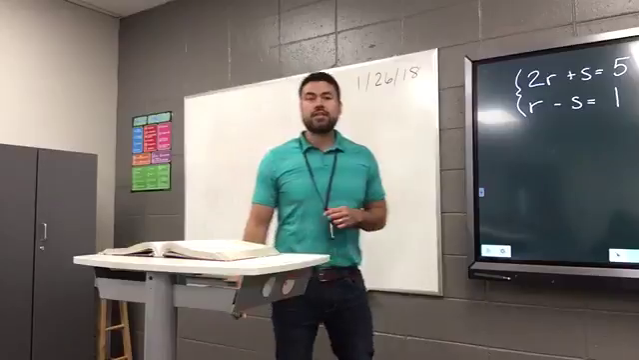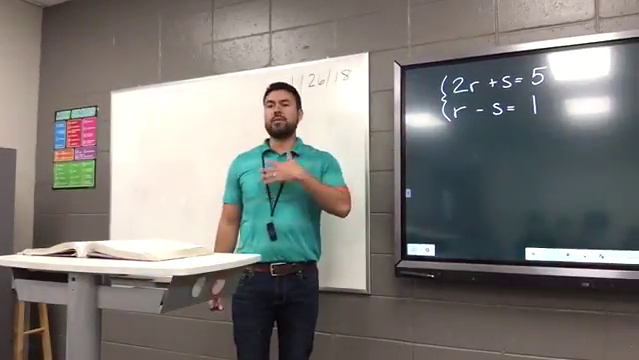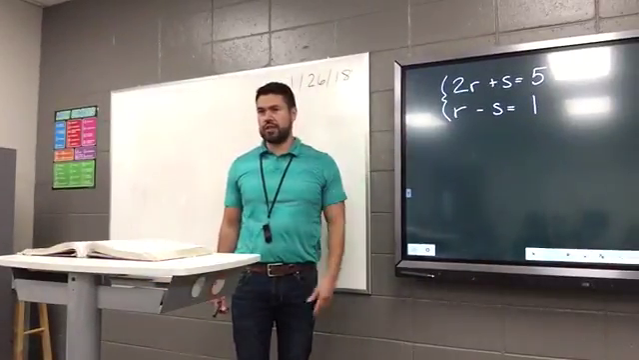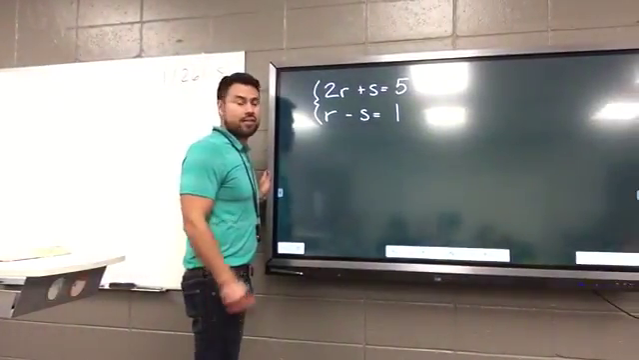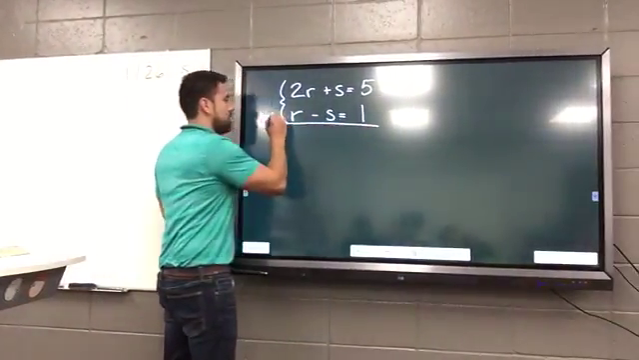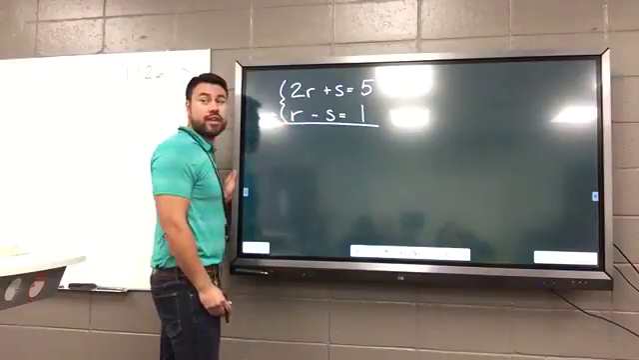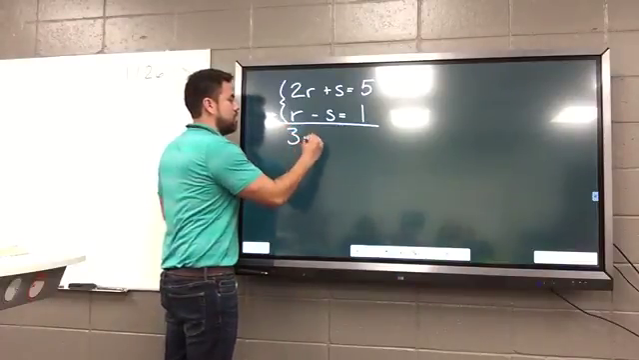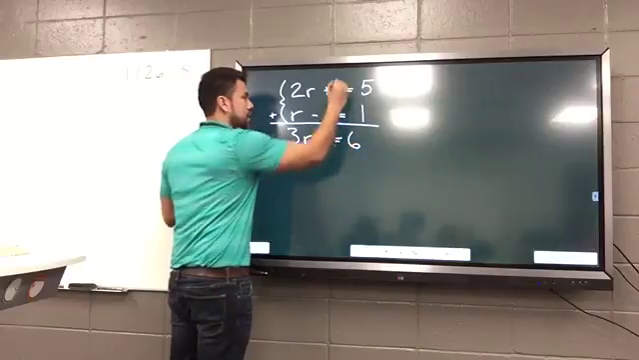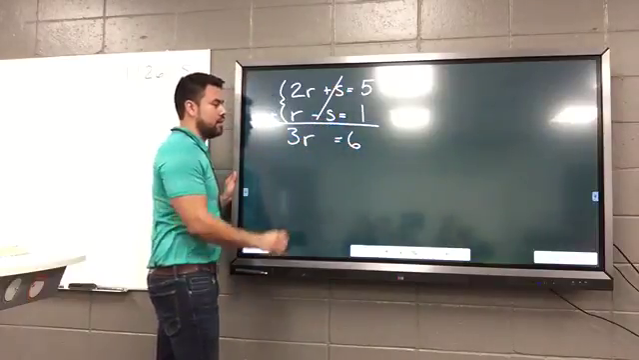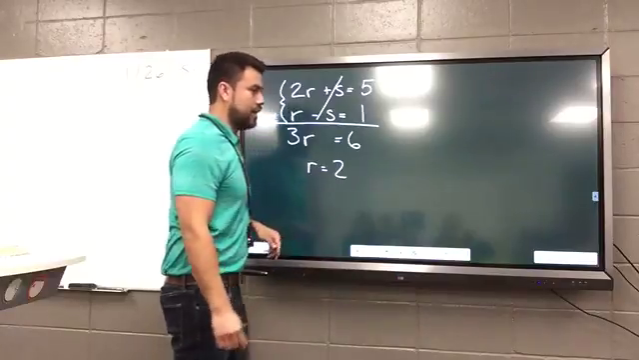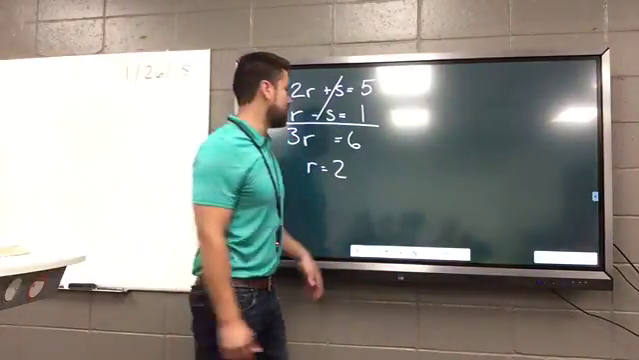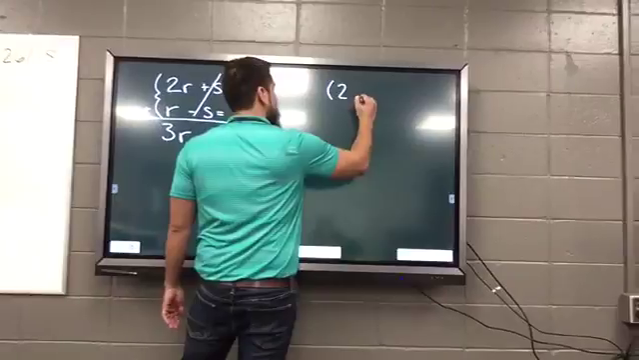All right, somebody raise your hand and tell me what you did first. Just give me your first thing. Jackson? So you do the adding thing, the equations. What do you get? 3r equals 6. Okay, those got eliminated. And then r equals 2. All right, and then your alphabet is r, s, so r goes first.